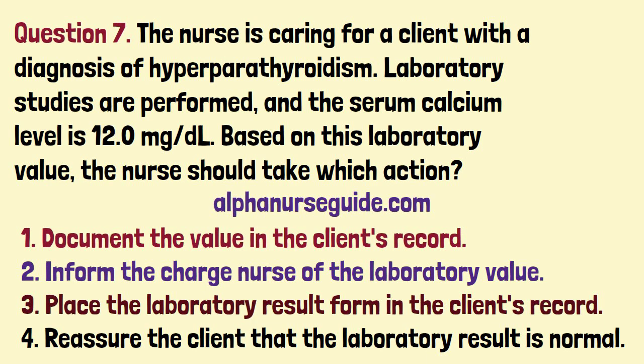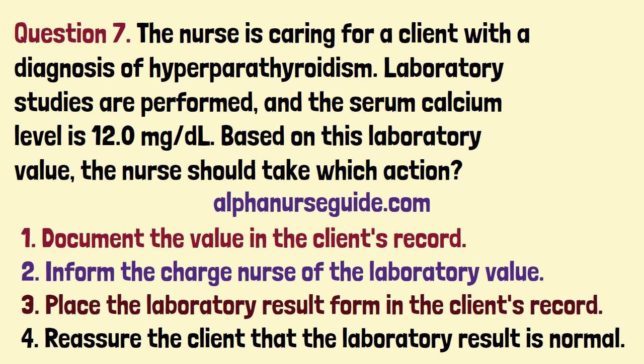Question 7. The nurse is caring for a client with a diagnosis of hyperparathyroidism. Laboratory studies are performed, and the serum calcium level is 12.0 milligrams per deciliter. Based on this laboratory value, the nurse should take which action? 1. Document the value in the client's record. 2. Inform the charge nurse of the laboratory value. 3. Place the laboratory result form in the client's record. 4. Reassure the client that the laboratory result is normal.